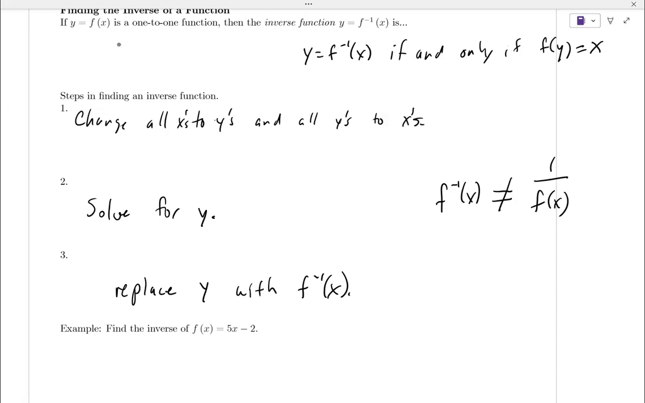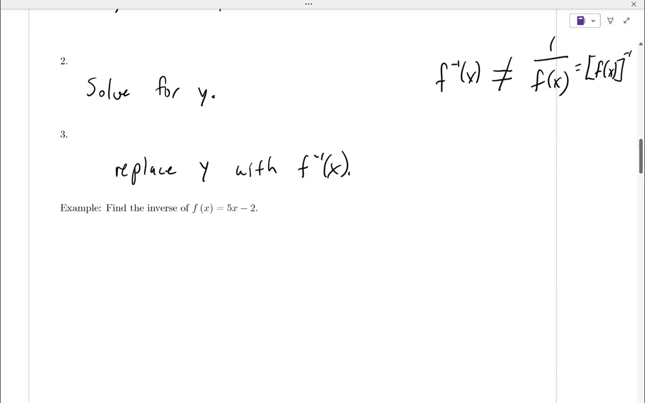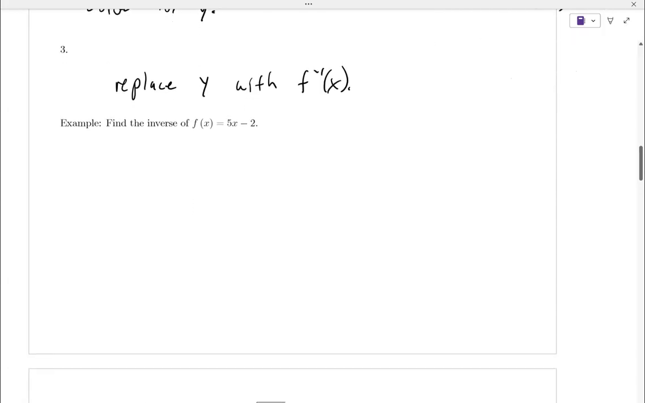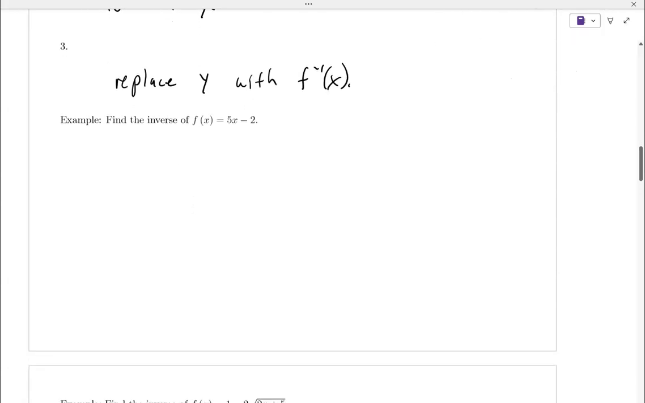Okay? If I want to flip f upside down, I actually have to write f of x, the whole thing written to the negative 1 power. This notation means find the inverse function. It does not mean flip the function upside down. Okay? It's very, very important to remember that. All right. So let's see if we can find the inverse function for this first example that I have here.